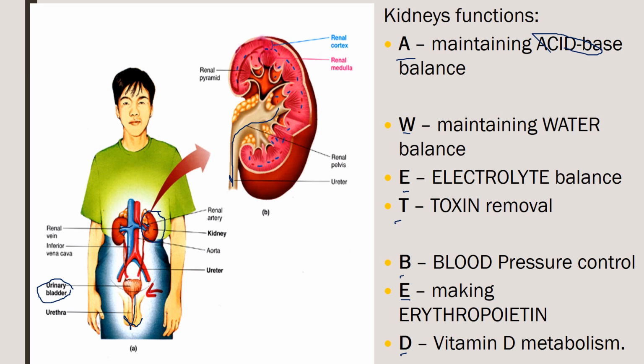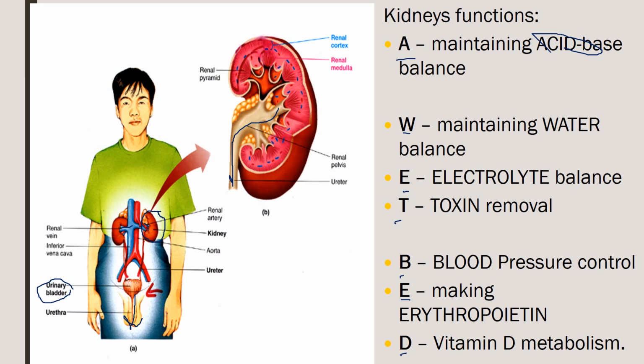Also T for toxin removal, so it's anything that we ingest from our food and drink to any type of pharmacological agents as well. All right, B is for blood pressure control, so it's going to work with our cardiovascular system and be influenced by different hormones. Also, we'll have production of erythropoietin within the kidneys, very important then for red blood cell formation, and then vitamin D metabolism as well, so that we ensure that we have the proper amount of calcitriol and that circulates within the body so that we have healthy growth and remodeling of the bones throughout our lifetime.